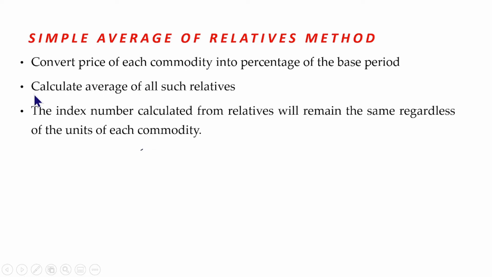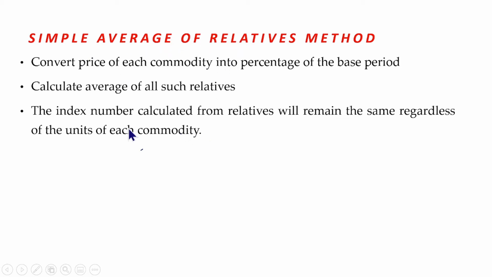According to this method, we have to convert the price of each commodity into a percentage of the base period. So we have to find the relative index for each commodity, and then we just have to find the simple average of all those relatives. Such a method is called the simple average of relatives method.